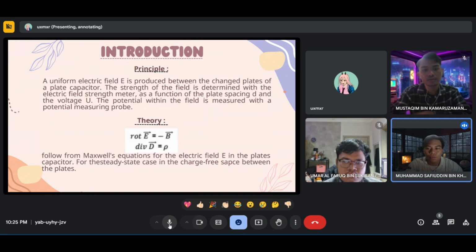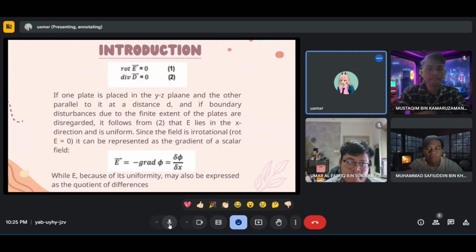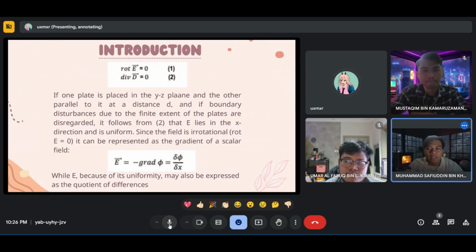Theory. From Maxwell's equations, for the electric field E in the plate capacitor for the steady state case in the charge-free space between the plates. If one plate is placed in the YZ plane and the other parallel to it at a distance D, and if boundary disturbance due to the finite extent of the plates is disregarded, it follows from 2 that E lies in the x direction and is uniform.